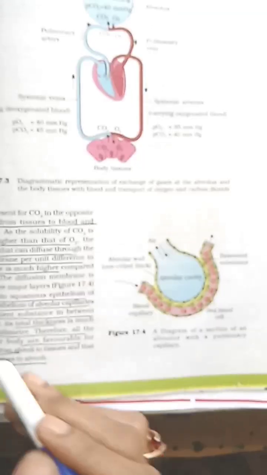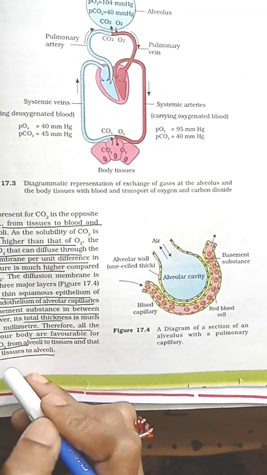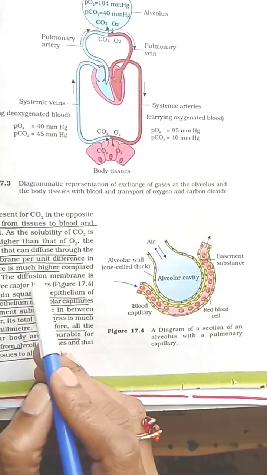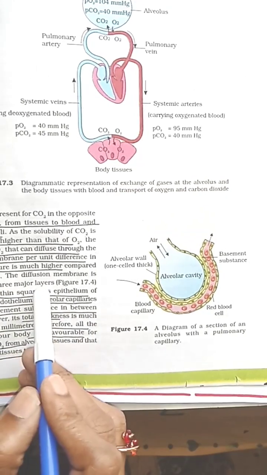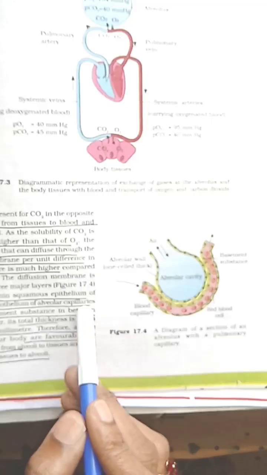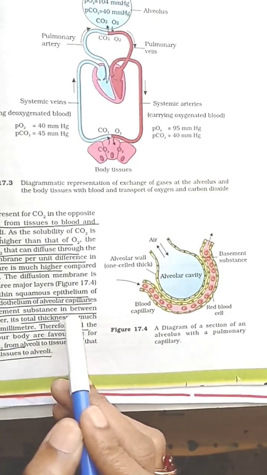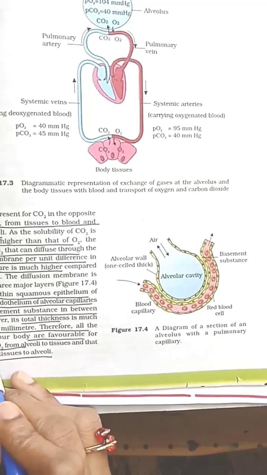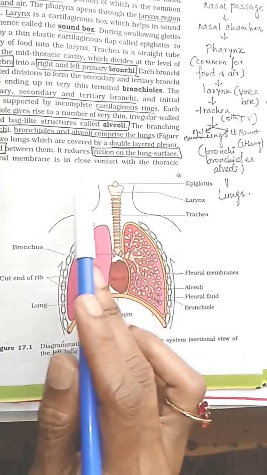In today's shorts, we are going to see a very important MCQ for NEET exam. This is a direct question. Diffusion membrane is made up of three major layers, namely the thin squamous epithelium of the alveoli, the endothelium of alveolar capillaries, and the basement membrane and the basement substance in between them. We take in oxygen and we give out carbon dioxide.